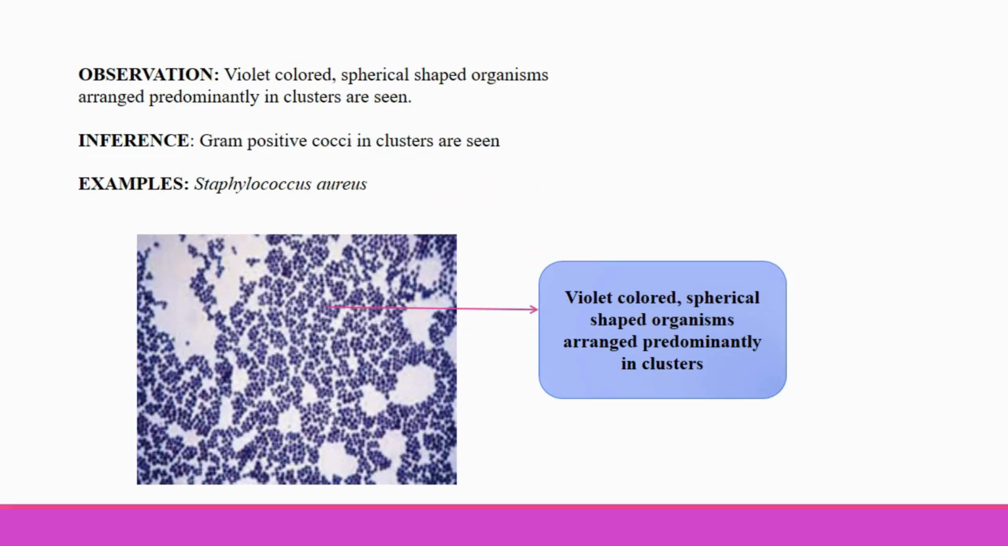So for the gram-positive bacteria, the observation is violet-colored spherical-shaped organisms arranged predominantly in clusters, which are seen, and inference will be gram-positive cocci in clusters. And the examples are Staphylococcus aureus.